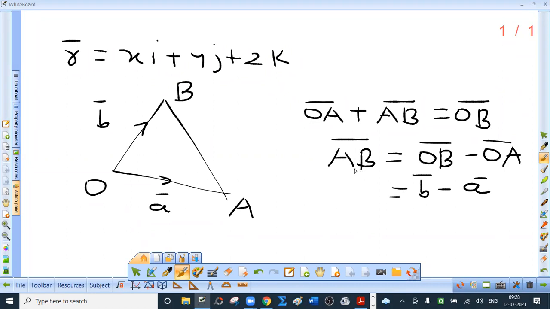Listen to me carefully. Position vector of the point B with respect to A is what? B bar minus A bar. If I ask you what is EF bar? EF bar is position vector of the point F, which is usually taken as F bar minus what? Minus E bar. Okay.